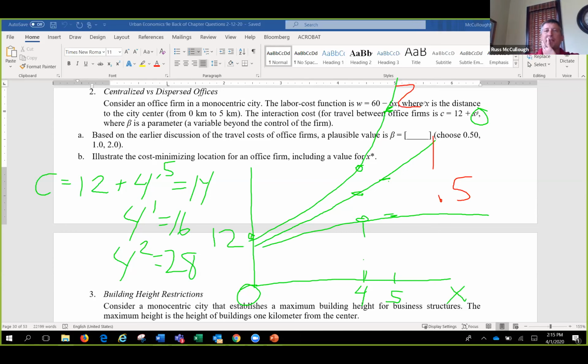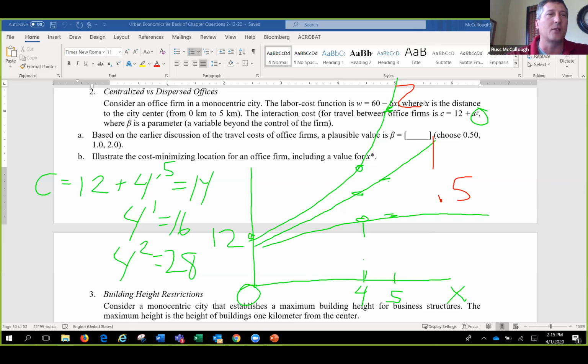As we move from the center, what happens? Does our cost rise exponentially, which is what 2 does? Or does it increase at a diminishing rate, which is what 0.5 does? Or is it a linear relationship? Nate Johnson says 2. I agree with you.